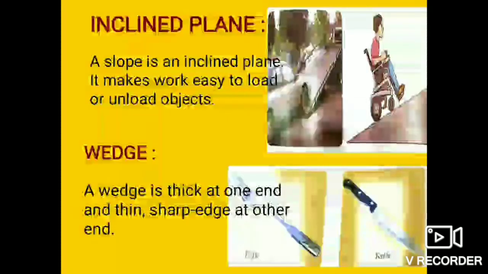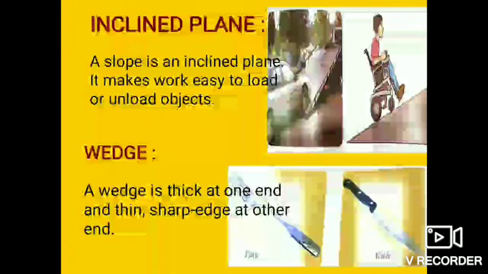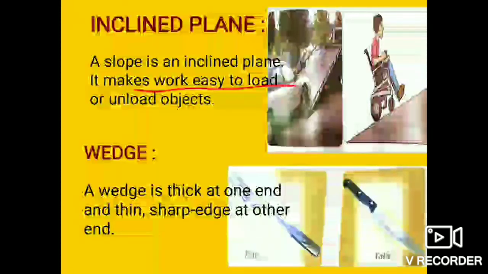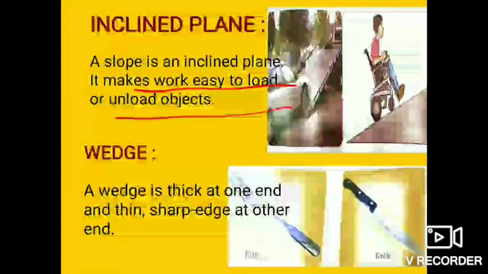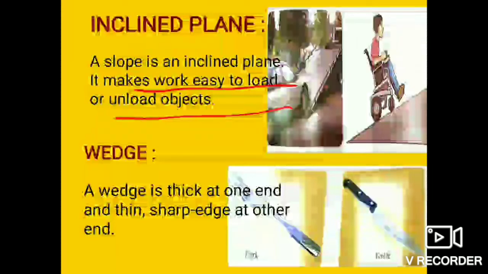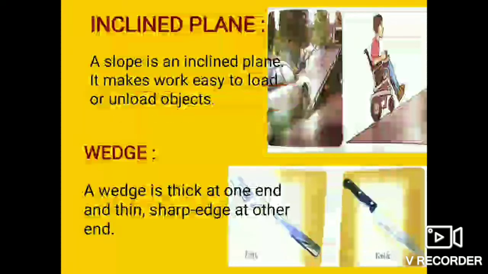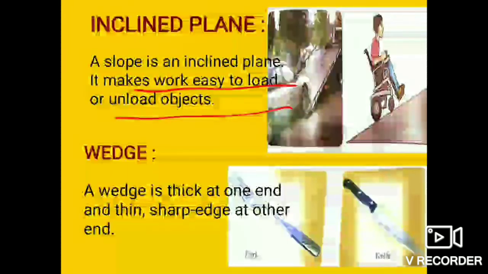Now the inclined plane. An inclined plane is a flat surface which has one end higher than the other. When an object is moved up an inclined plane, less effort is needed. It makes work easy to load and unload heavy objects. Some common examples of inclined plane are a sloping wooden plank, ramps, roads on hills, slide, staircase, ladder, etc. An inclined plane is also called a sloping plane.